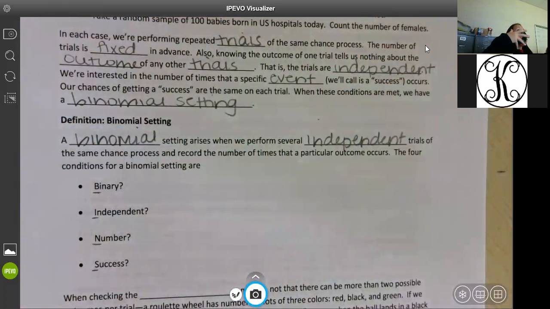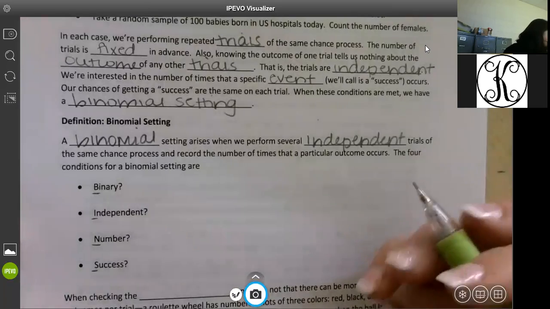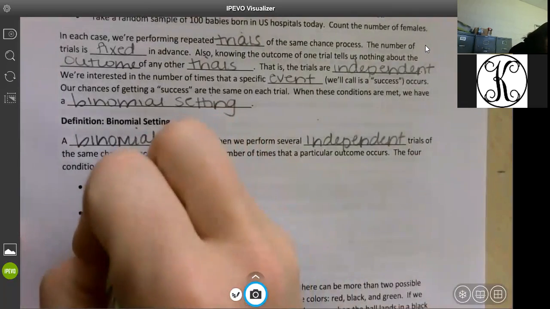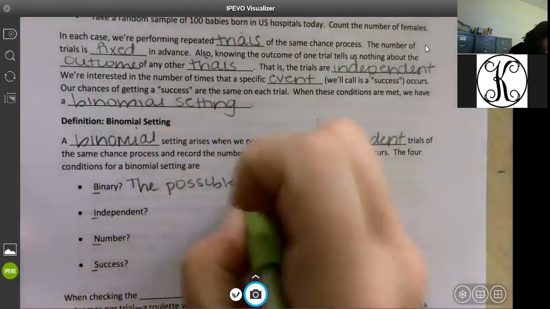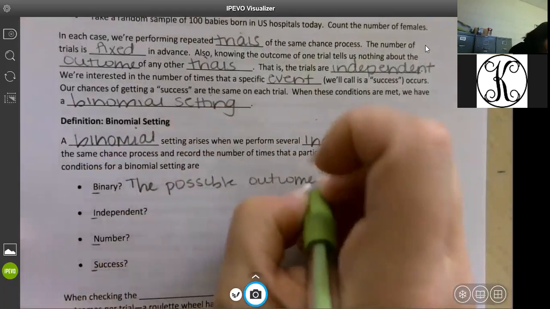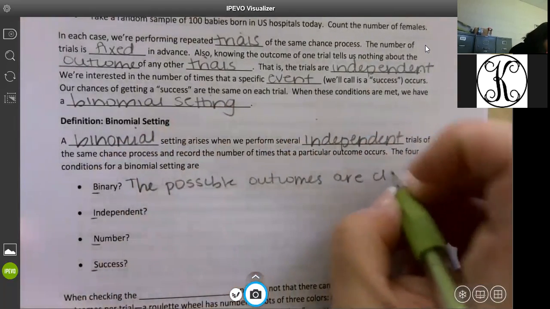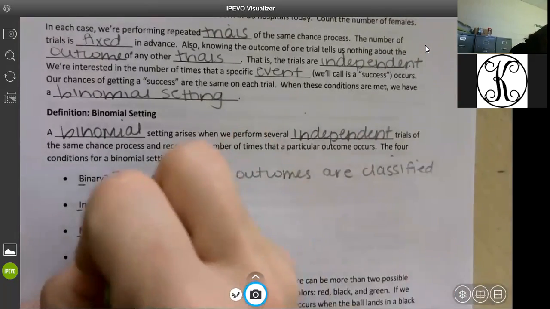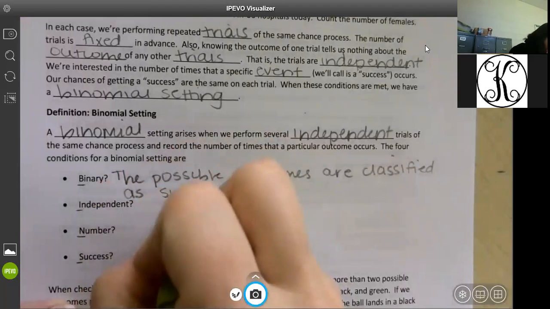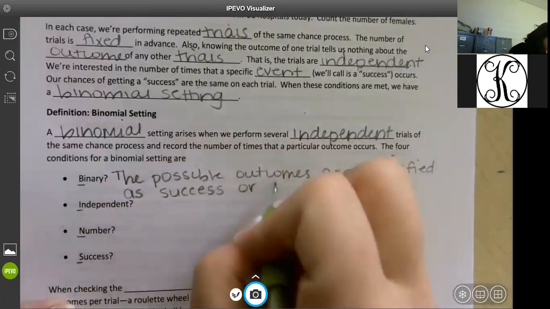Three of them are really cut and dry. When you look at independent, there's not going to be a lot that you can say. One doesn't affect the other. It's basically what it is. So typically the I is a yes or no because you already know what it is. All right, so binary is the possible outcomes can be classified as success or failure.